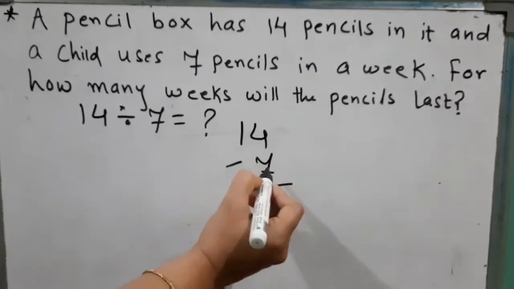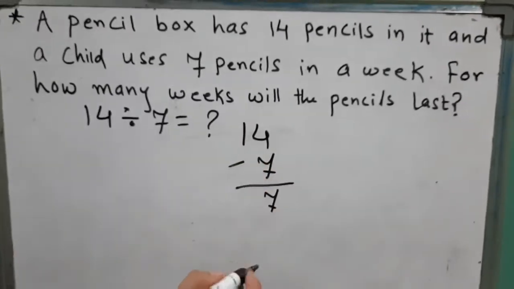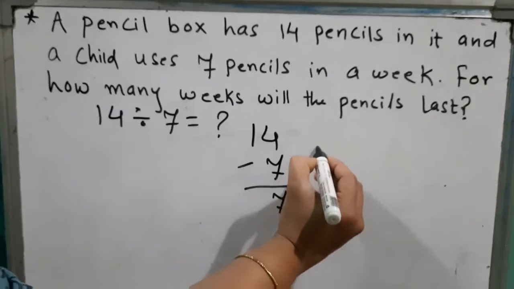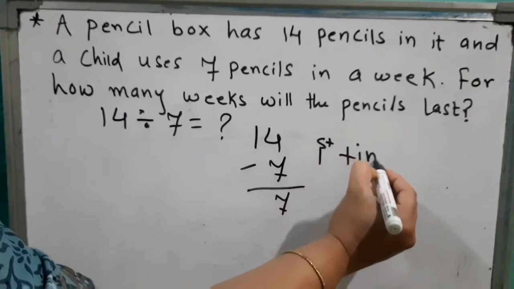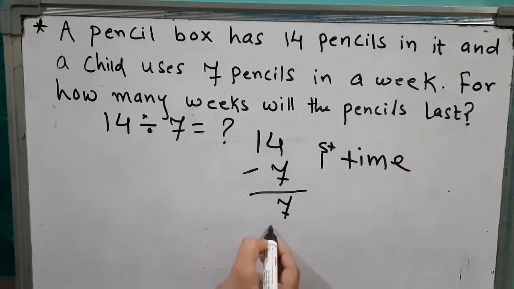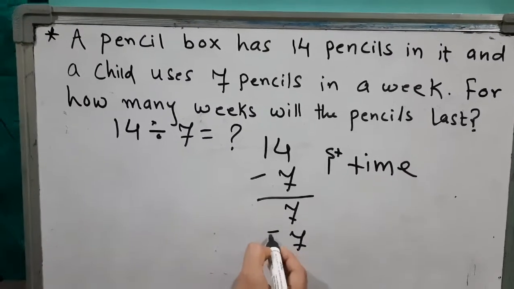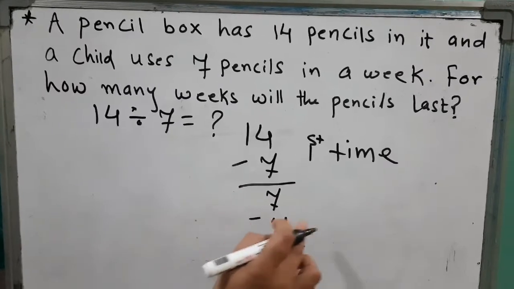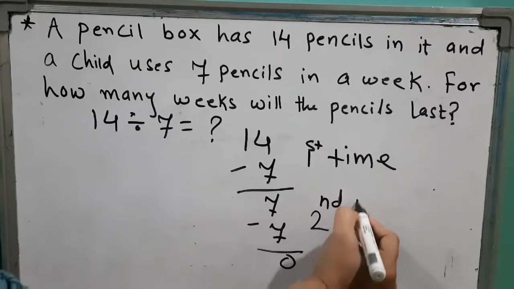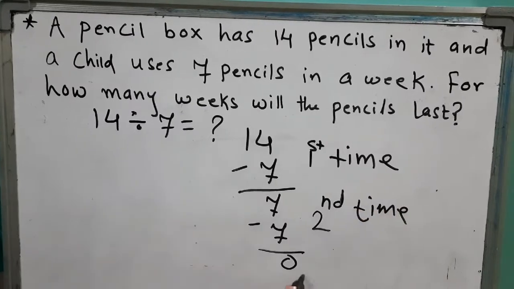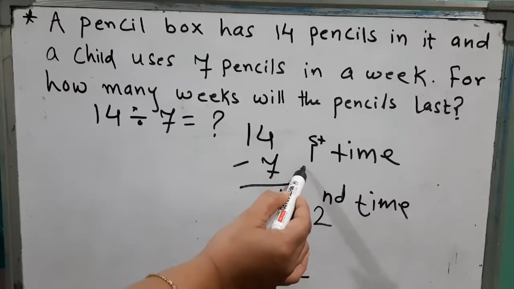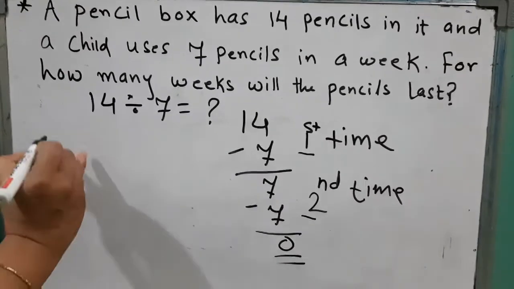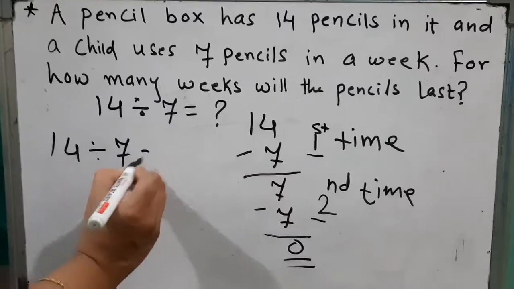Minus 7. 14 minus 7, 7. Here we have done subtraction the first time. Now next time again 7 minus 7, 0. Here again we have done the repeated subtraction, the second time. Here we get 0, means we have done it first time and second time. Means 14 divided by 7 is equal to 2.